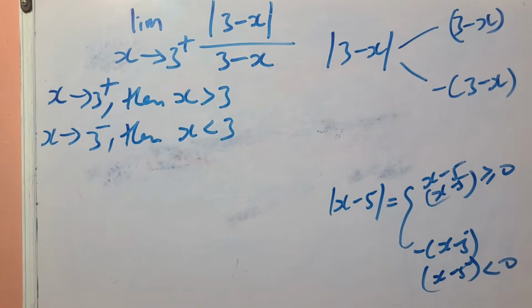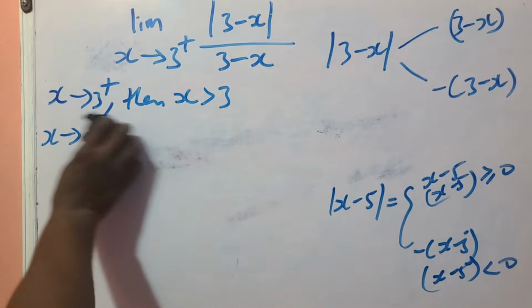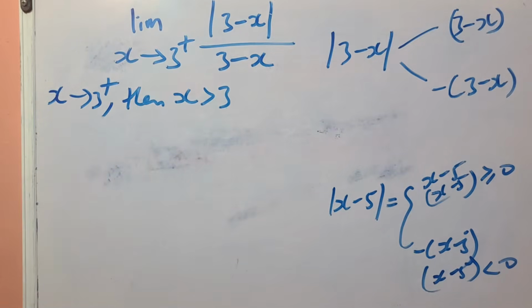Now, if you have 3 minus x, pay attention. Let me remove this negative part because that's not what we're dealing with here. We're dealing with the positive scenario. So now we have 3 minus x.